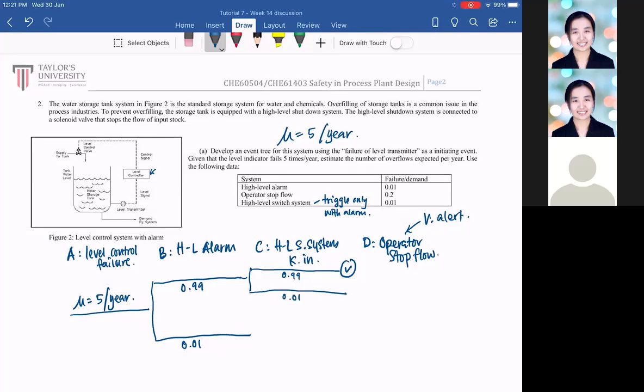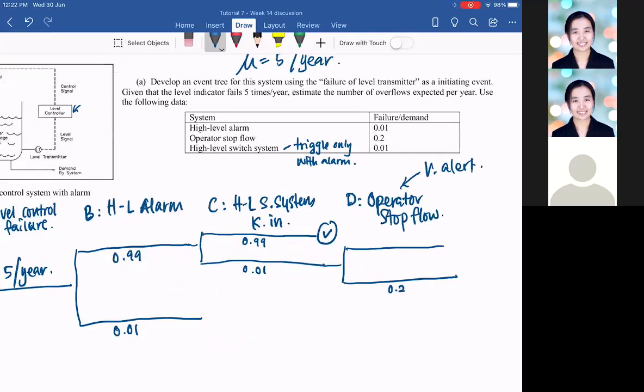Okay. So when it failed, what happens? Of course, because the alarm rang, we assume that the operators are there, being able to stop flow. And if you look at this, operator stops flow, the failure per demand is 0.2, meaning 20% of the time that they fail to stop. Okay, this is where we have overflow. Okay, 80% of the time it will get to stop it. So we have a safe system here. Okay, so now the last part.